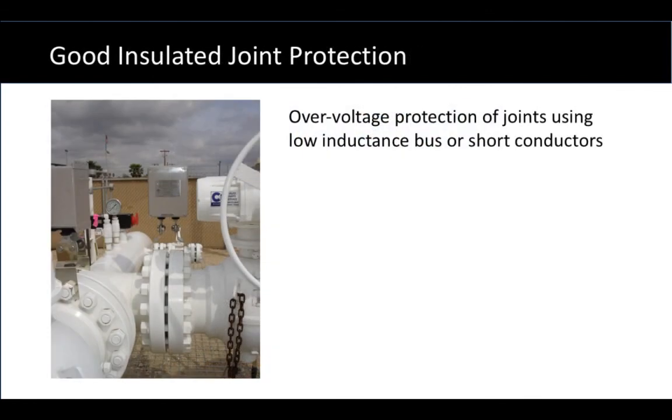Here's an example of a good installation where the protective product, the gray rectangular box in the center, is connected very tightly across the insulated joint. It's a little bit difficult to see, but there are formed copper bus bars that mount the decoupler terminals across the flange faces to provide close, tight protection. What this is doing is providing a low inductance path to give the best overvoltage protection due to lightning as well as AC fault conditions.